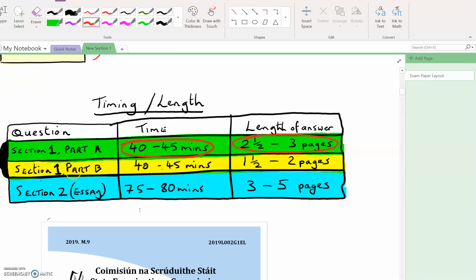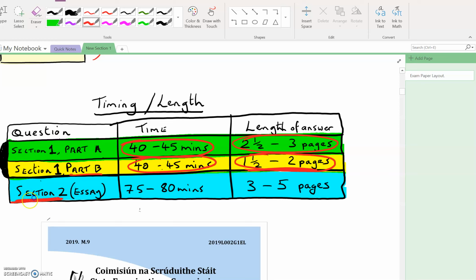In section 1, part B, it's also 40 to 45 minutes. Nice chunk of time to do a 1.5 to 2 page answer, a letter to the editor, or a diary entry, or a newspaper article. We shouldn't have a problem doing 1.5 to 2 pages. Have a look at the video on that to see how you might get that out.